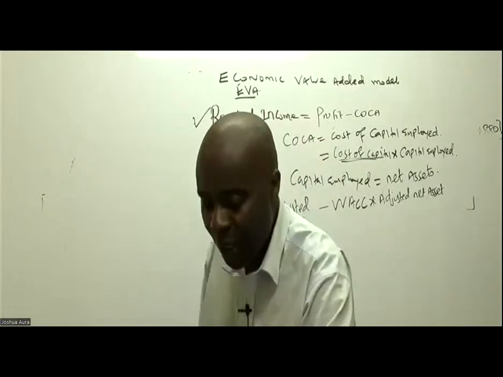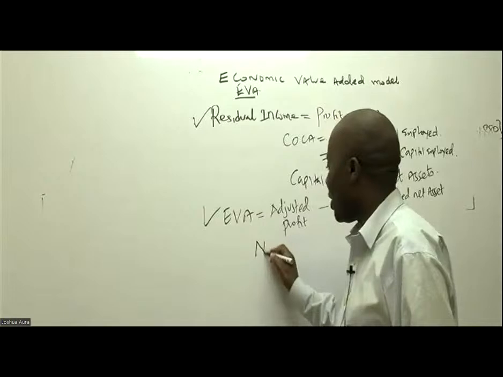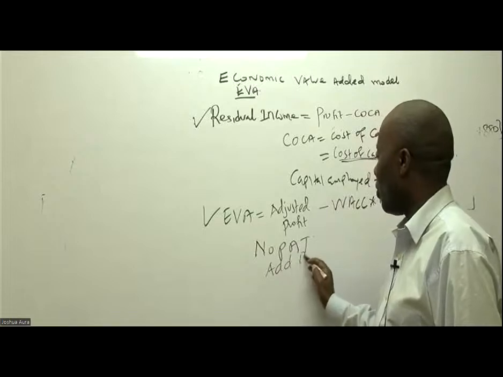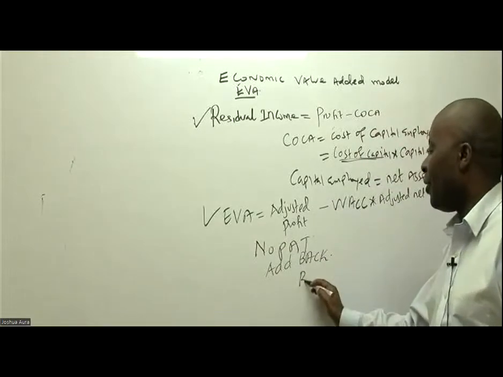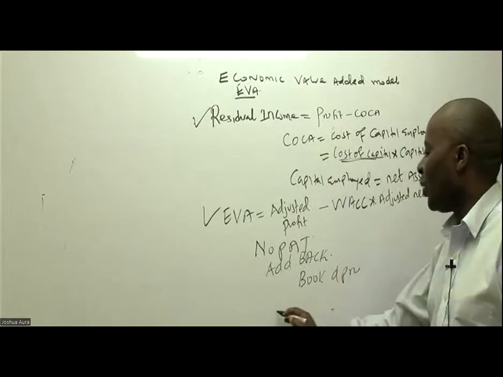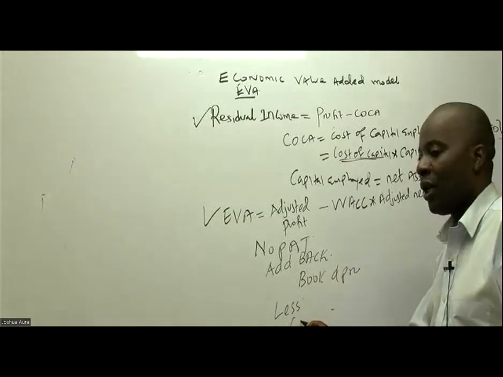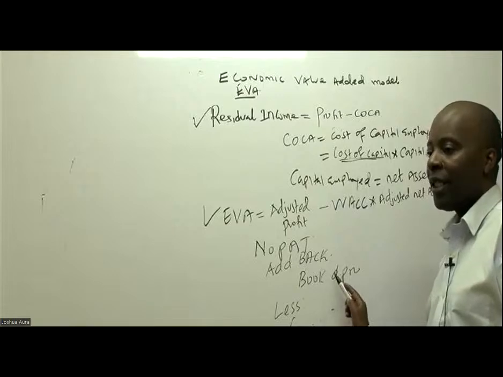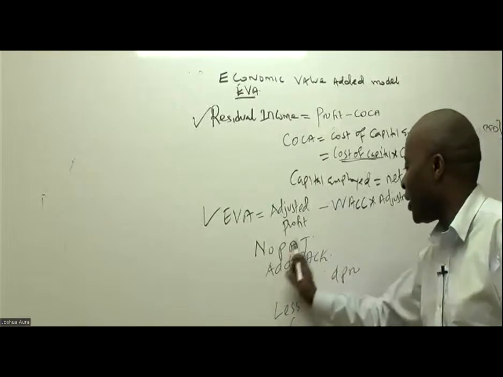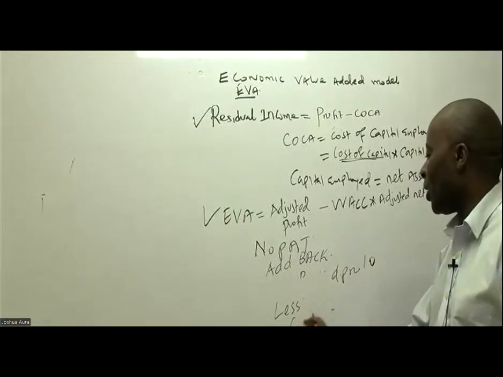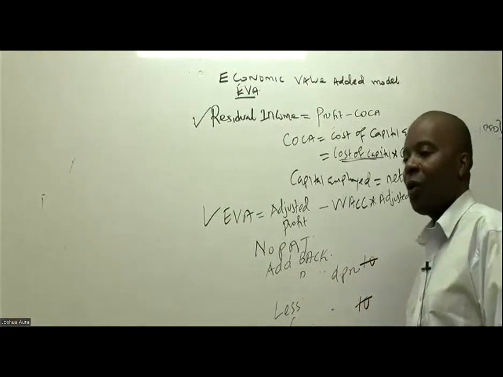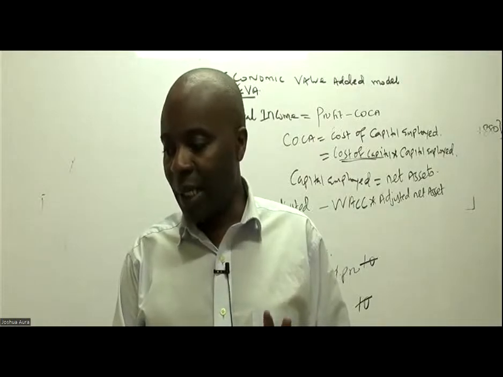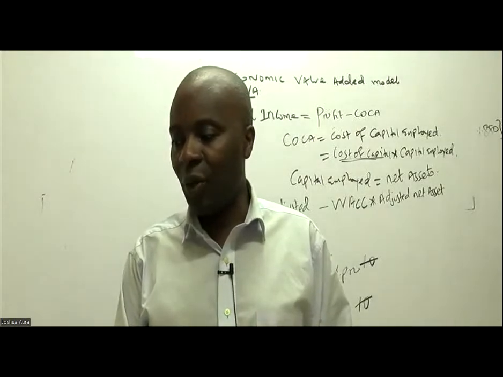So in terms of you getting what we call NOPAT, net operating profit after tax, what shall we be doing? We shall add back this book depreciation, and then we shall less what we call the economic depreciation. What if the two are the same? When the two are the same, you add back, for example, depreciation of 10, and then you less economic depreciation of 10, meaning that they will be canceling out. So when they are the same, we don't pass any adjustment.